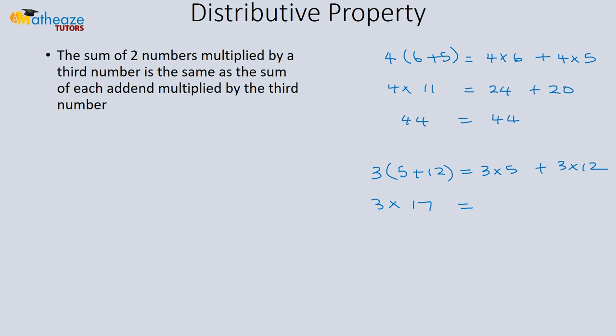3 times 5 should give us 15, plus 3 times 12, which should give us 36. 3 times 17 gives us 51. 15 plus 36 also gives us 51. So you can see how this property applies. It's the same as when you're dealing with addition, just so you remember that.